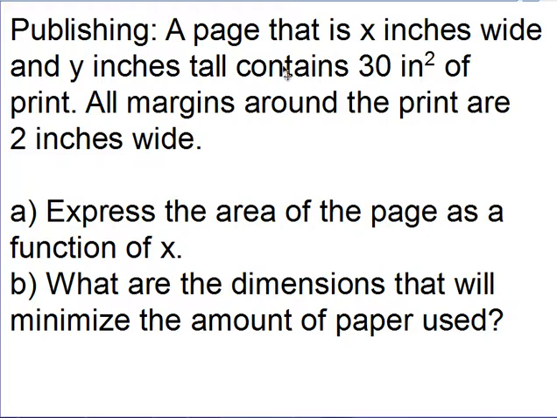So we're given constraints that it has to be 30 square inches of print, and the margins all around the print are 2 inches wide. Okay, so there are two things that we need to do. We need to first write an equation, because we can't solve anything without an equation, and then figure out what is the smallest amount of paper that we can use in order to get the best bang for our buck, basically. So we're going to start off by drawing a picture.